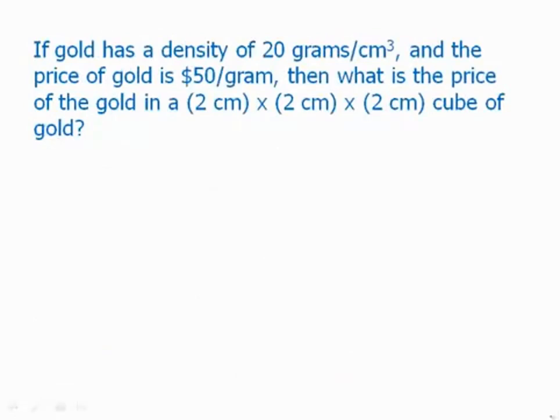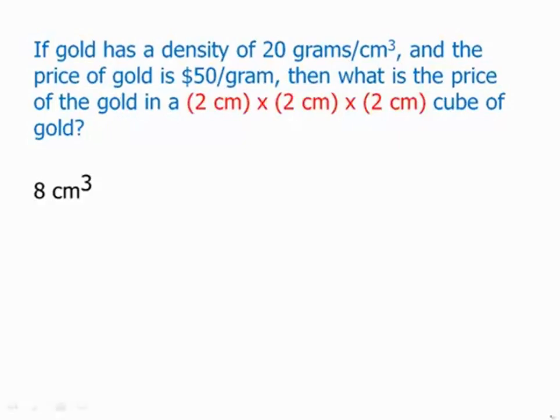Here's another practice problem. Pause the video, and then we'll talk about this. Okay, this is very tricky. We have a couple rates. We have the 20 grams per centimeter, we have the $50 per gram, and then we have this initial starting amount, the starting volume, which is 2 centimeters cubed. So first thing I'm going to do is I'm going to start there. I'm going to multiply those out, and I get 8 cubic centimeters.